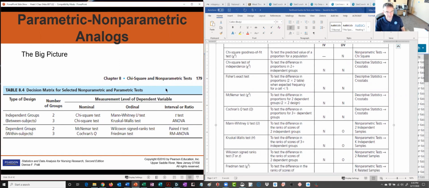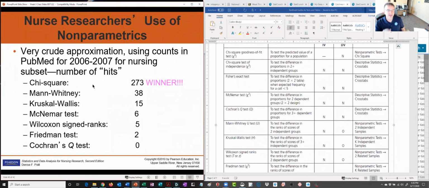But for medicine, the winner is chi-square. Polit did this in the chapter, but if you analyze the data for medicine and nursing, you're going to find the winner is chi-square. People put things in chi-square, they tend to have nominal level variables of independent groups because we put patients in a treatment and then we compare them group to group. We try not to use the same subjects or twins or husband and wives and so forth.